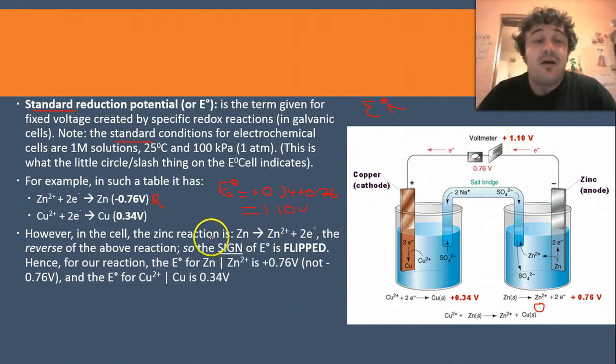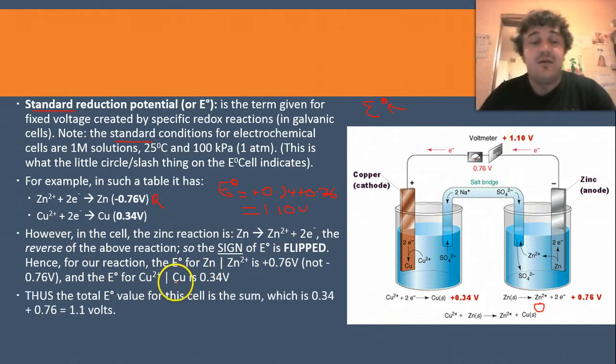Alright, so here we are. So our reaction is that plus that, which gives us a total E naught value. So the total E value for the cell is 1.1 volts.